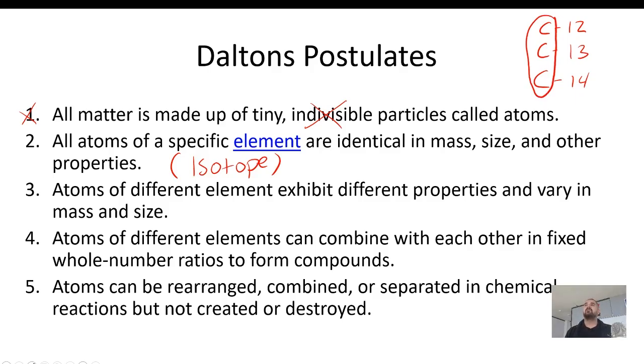They each have a different mass, and they each have different properties, which means this statement is incorrect. So all atoms of a specific element are identical. We know that's not true because we know that isotopes exist. We'll talk more about isotopes next class, but I just wanted y'all to know that that's an untrue statement because of isotopes. All right, now the rest of these are still considered to be true. It's just those first two that have been heavily disproven. Let's go ahead and keep moving.